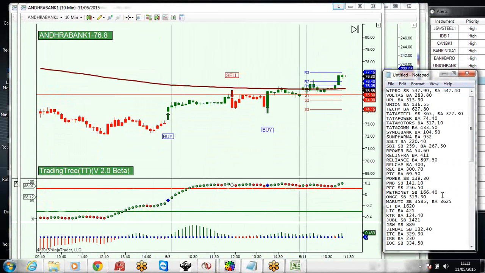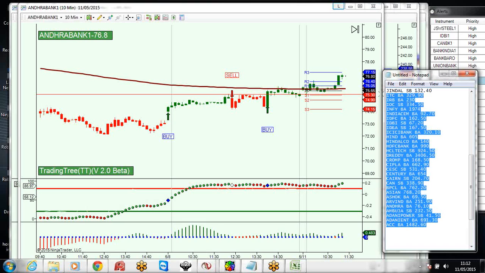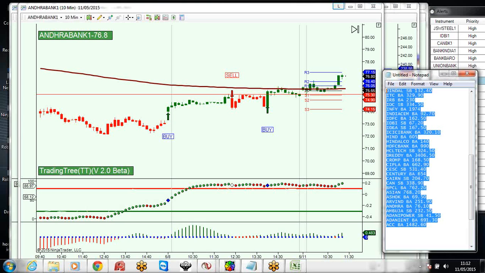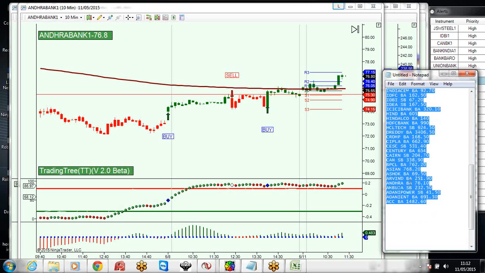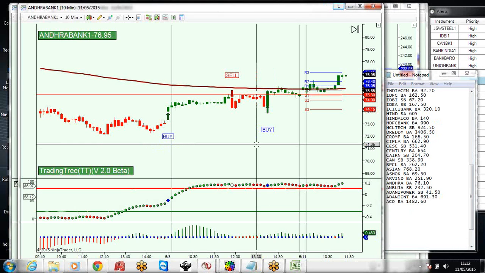And I have already told you how to. These are the prices at which we are supposed to trade. That was before the market opens. We had decided on this many number of trades, and finally we'll just post what is the profit or loss in a particular call after some time.